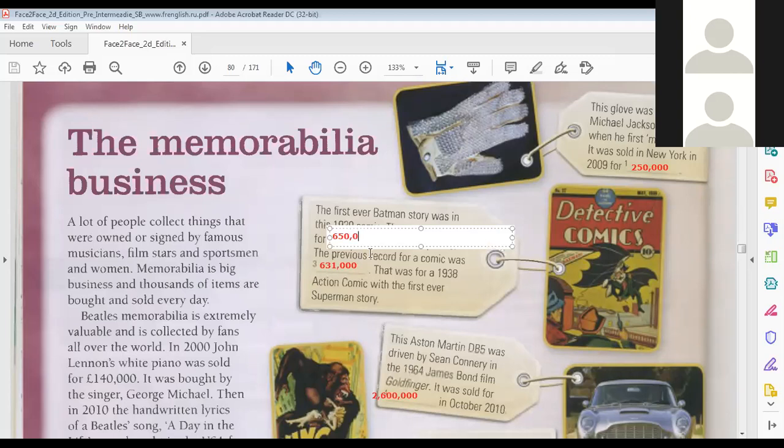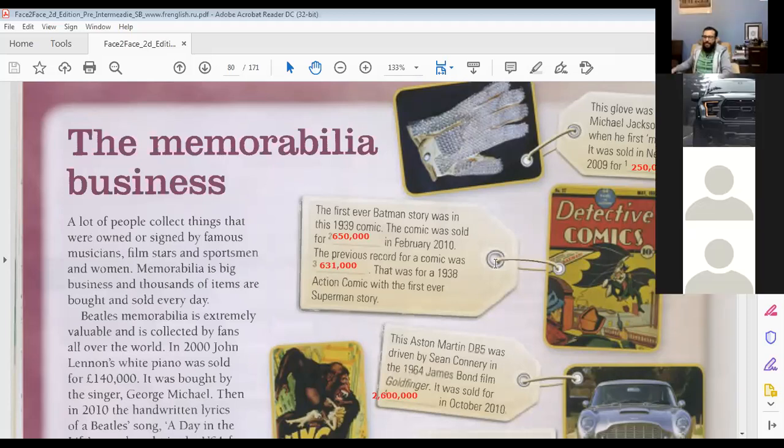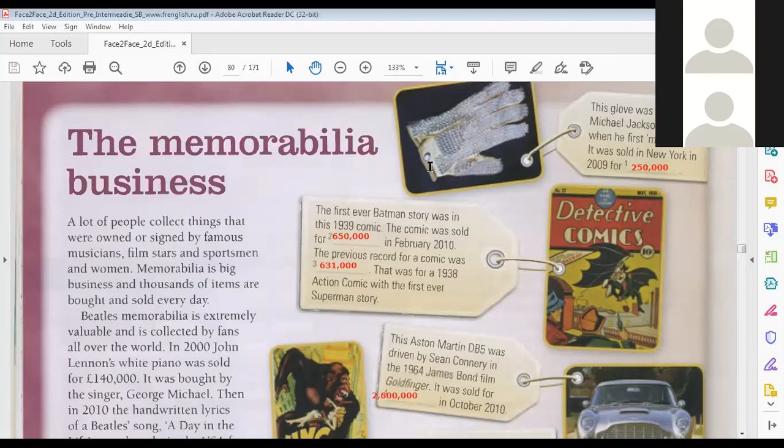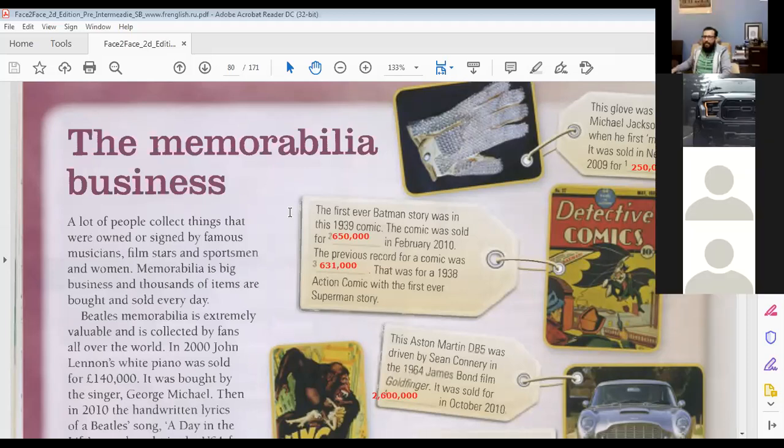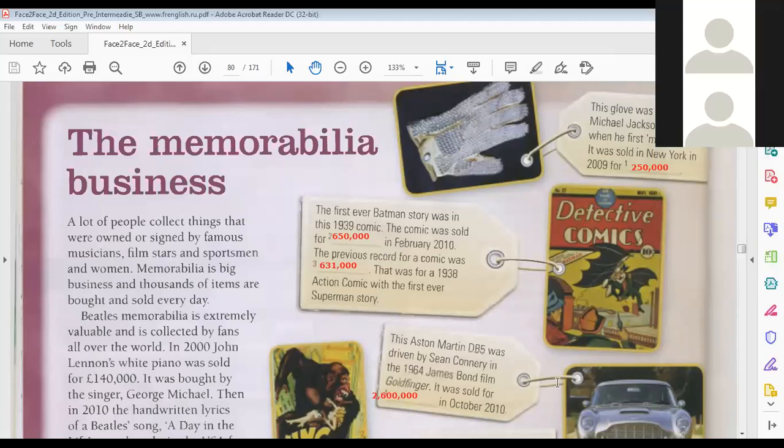Yeah, even the gloves, it's £250,000 for the gloves. Interesting. Okay, what about you, Selma? Which of these numbers was the most surprising? Was it the price of the gloves, the comic? Was it the car? What do you think? I think it's okay. It's okay? The prices are okay?